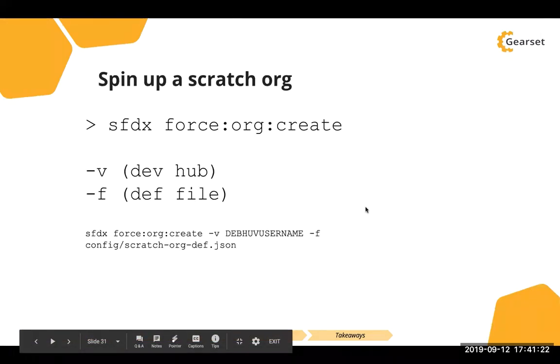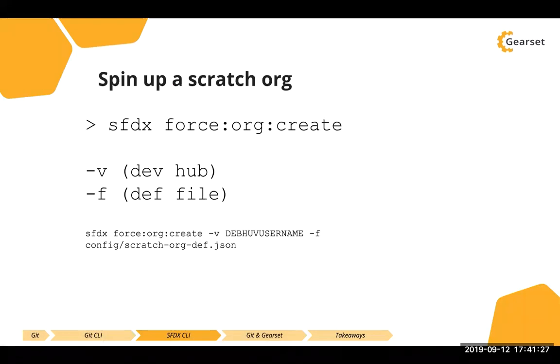So now we've got a local project set up on our machine. We've got the folder structure created. We've hooked up devhub. We've given it a name, so it's easy to find. The next thing we want to do is actually spin up a scratch org so we can start working on some changes and then pull those changes down onto our machine.